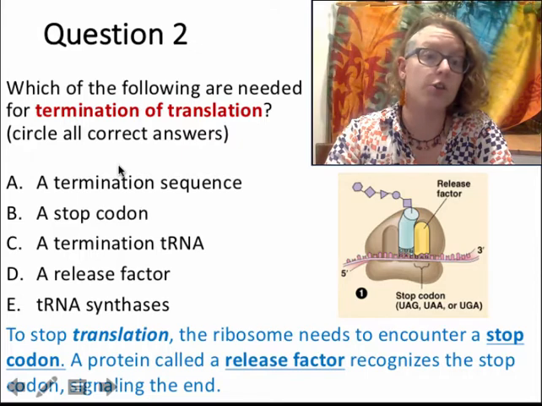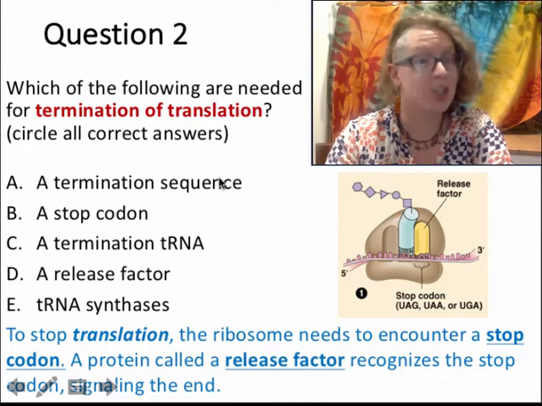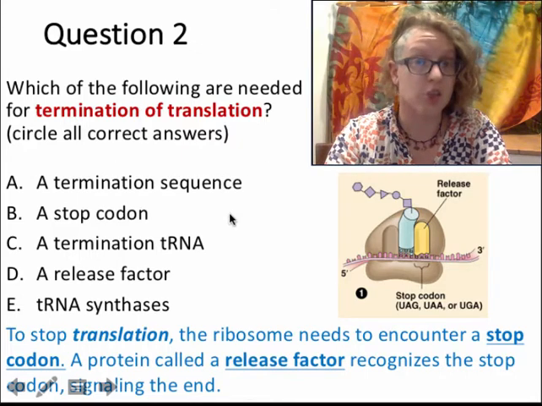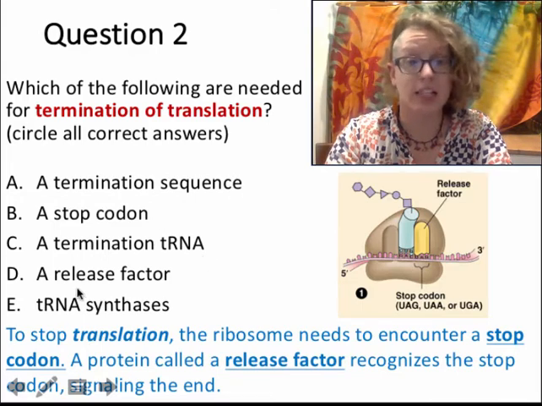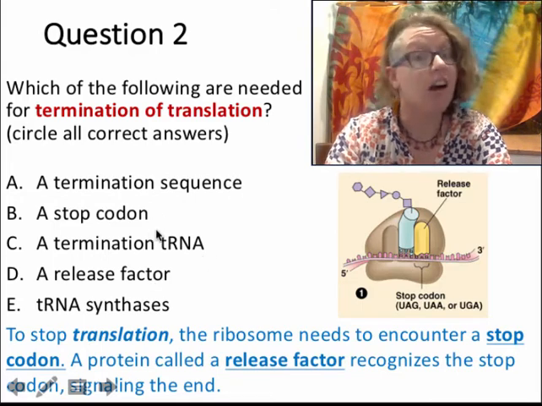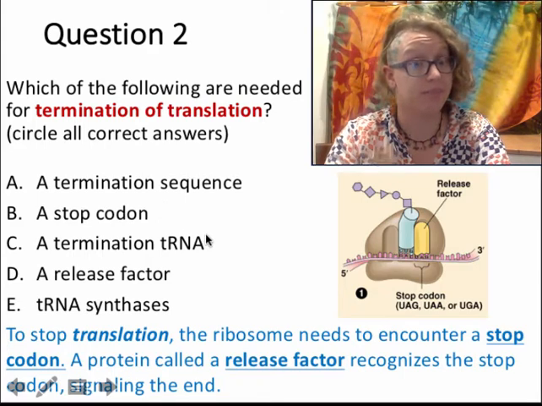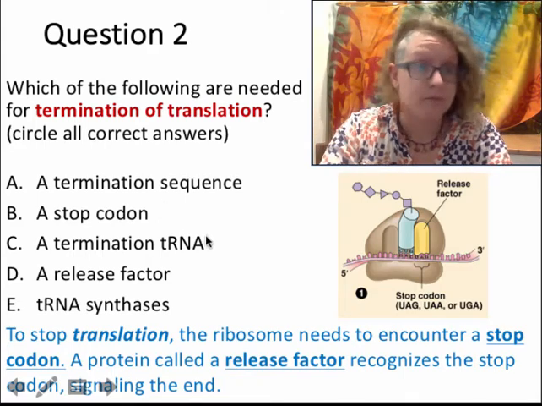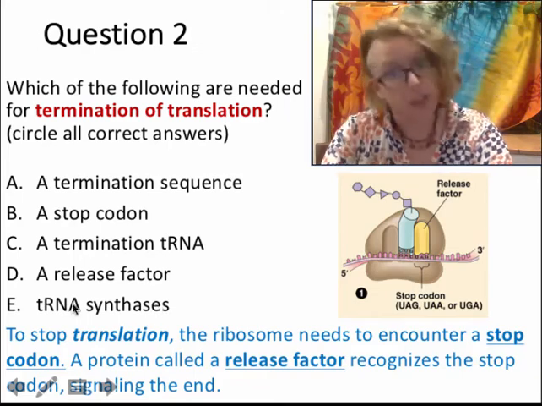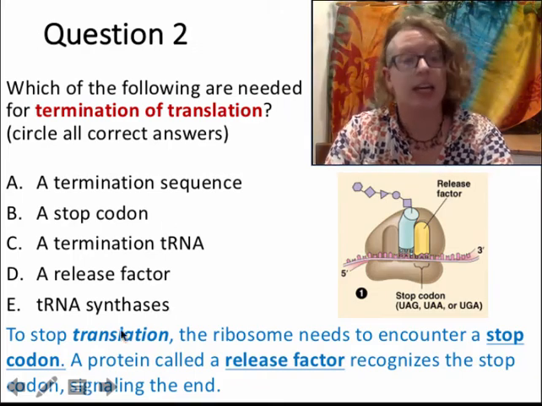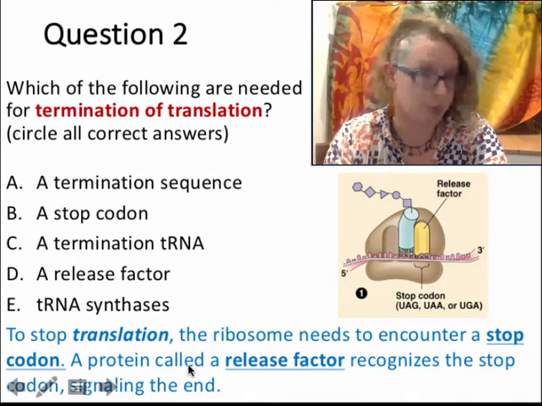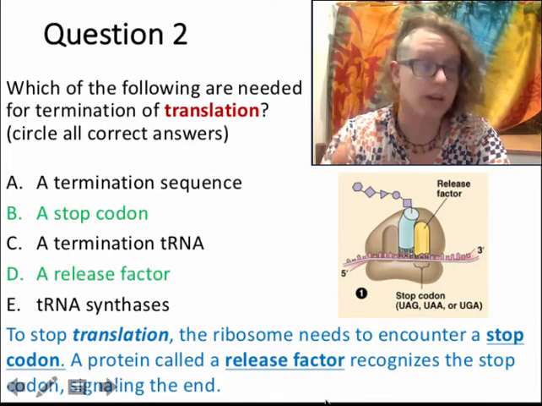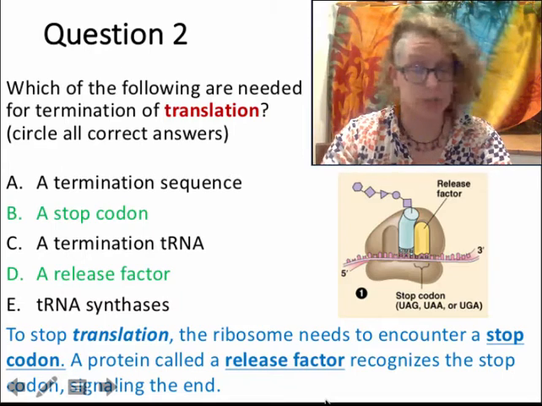So we're going to skim through this. The termination sequence, that's a transcription thing. Termination tRNA is inaccurate. It's a release factor. It's not a tRNA. It's actually a protein that isn't made out of RNA. And clearly, because it's not tRNA, tRNA synthesis is not part of that process. So the correct answer is B and D, stop codon and release factor.